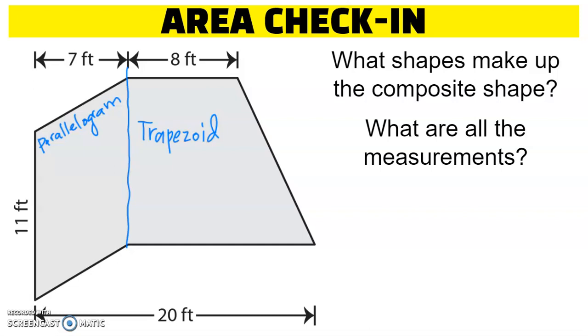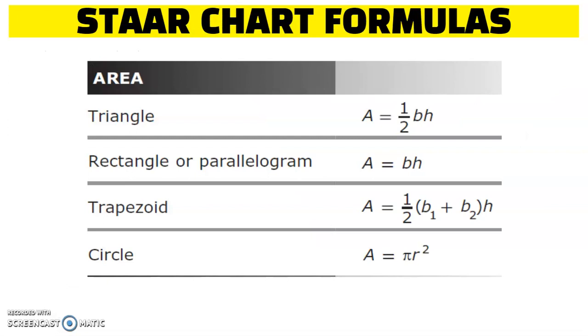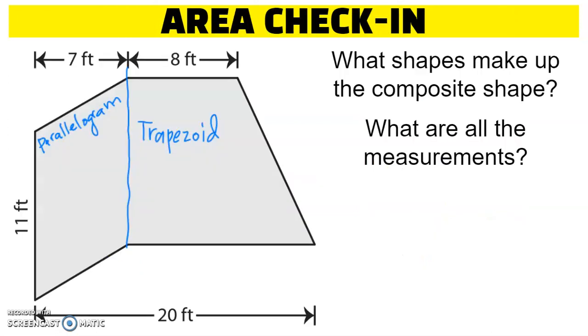And so now our job is to figure out, well, what's the area of both of those? If I look at my chart, what formulas I need are the trapezoid one and the parallelogram. For trapezoid, I need 1/2 base 1 plus base 2 times the height of it. And for my parallelogram, I need base times height. So our job is to identify all those pieces, plug it in, and see what we end up with.